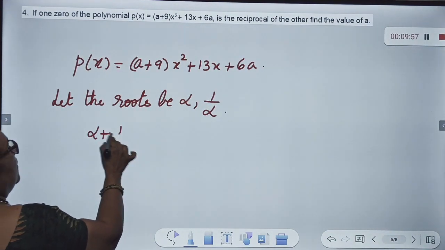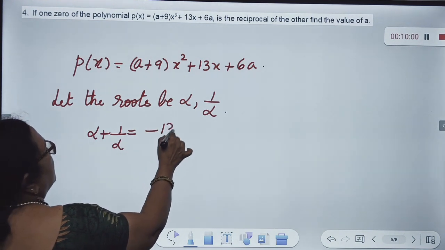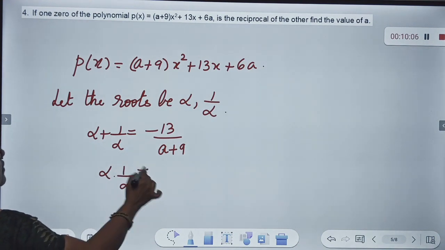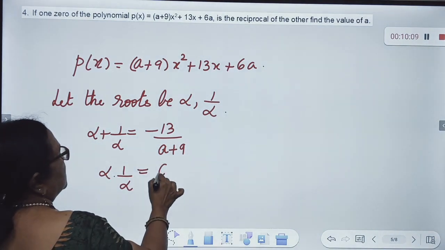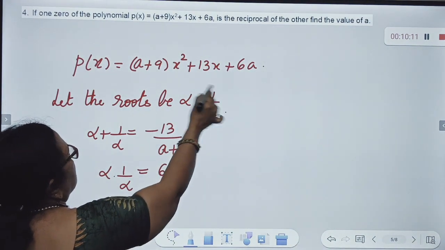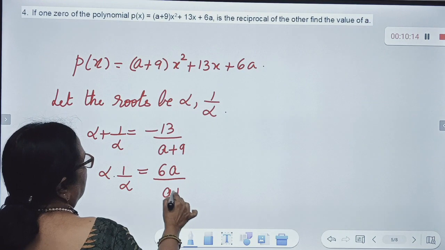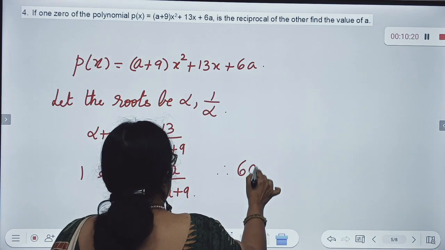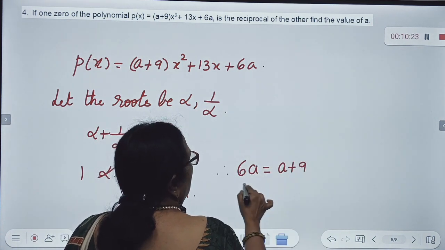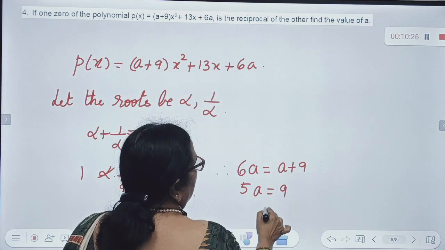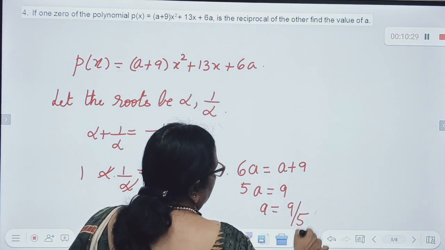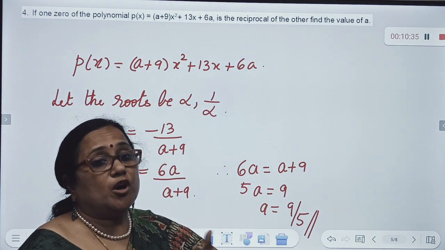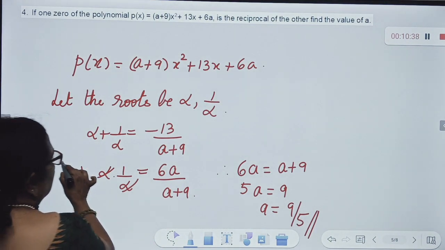Alpha plus 1 by alpha, you know, is minus 13 by a plus 9. Alpha into 1 by alpha is equal to 6a, constant term by a plus 9. But this is 1. Therefore, 6a equal to a plus 9 or 5a equal to 9, a equal to 9 by 5. Since they are given one root is reciprocal of the other, immediately you should understand the product will be 1. So use that fact.